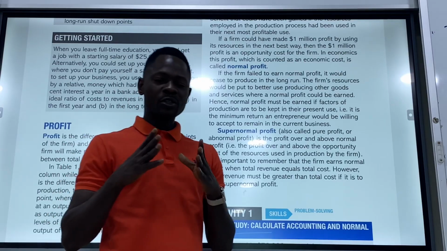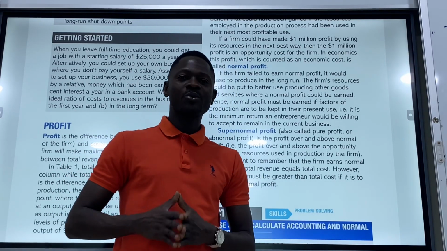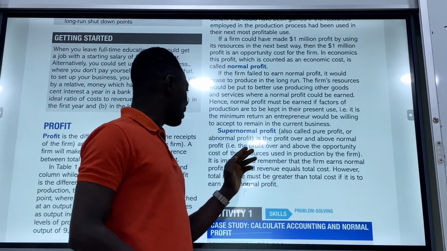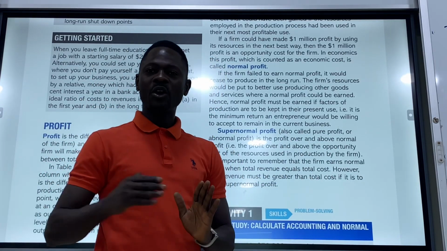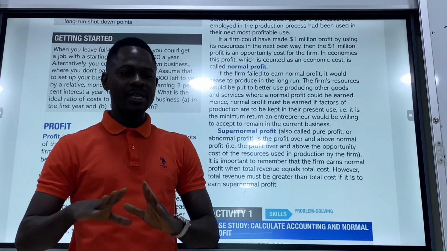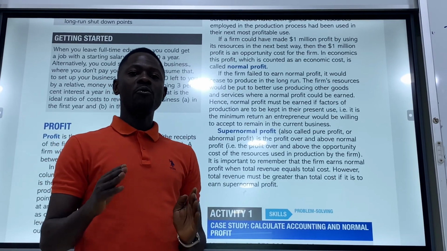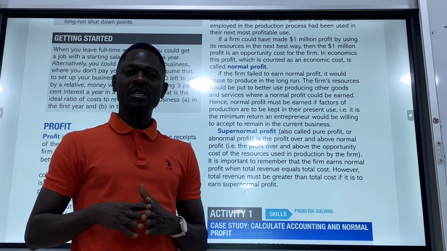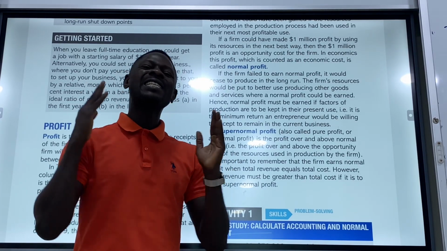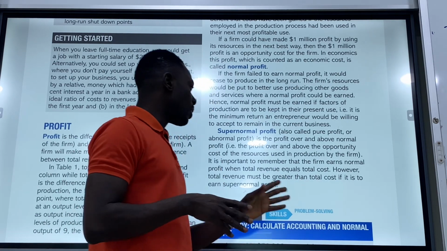So our normal profit occurs when our total revenue equals our total cost. So we didn't make a loss nor a gain. That is a normal profit. But if we are to make abnormal profit or supernormal profit, it means our total revenue must exceed our total cost.